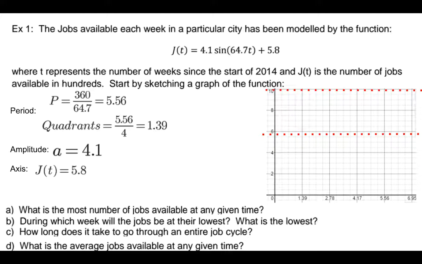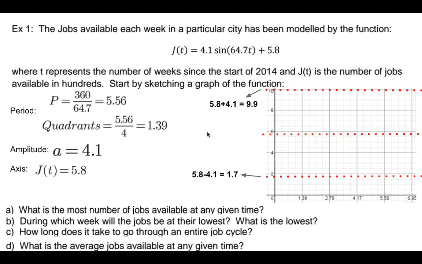4.1 above, right around 9.9. That's a bit misleading. The 10 is actually above there. That point there is 9.9. And then 4.1 below is 1.7. So it's all going to stay within this little roadway here.